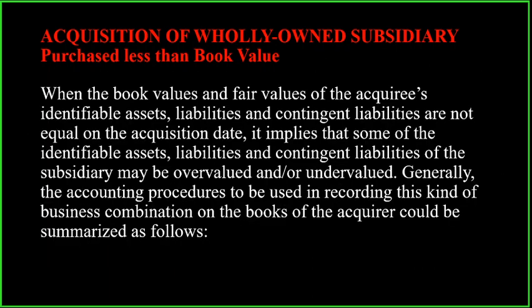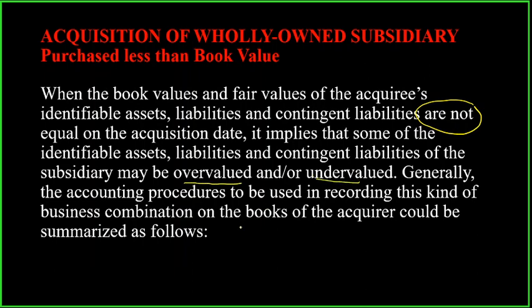Let's continue. When the book values and fair values of the acquiree's identifiable assets, liabilities, and contingent liabilities are not equal, unlike in our earlier illustrations where book value is equal to the fair market value, this time they are not equal. It implies that some of the identifiable assets, liabilities, and contingent liabilities of the subsidiary may be overvalued or undervalued. So, we will make adjustments.